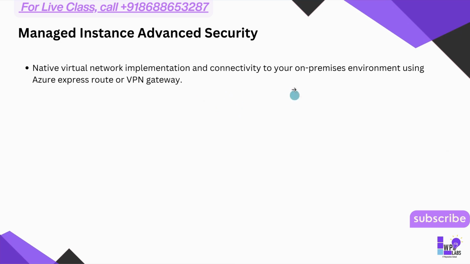And when I'm talking about connectivity to your on-premises environment, it means that these two services, Azure ExpressRoute or VPN Gateway, will help extend your on-premises network into the Azure cloud. This means the data can flow securely and with low latency. Azure ExpressRoute is basically a connection between your on-premises network and Azure. And VPN Gateway provides a secure connection between your on-premises network and Azure over the public internet.